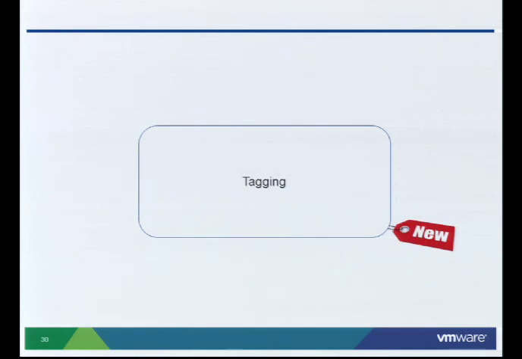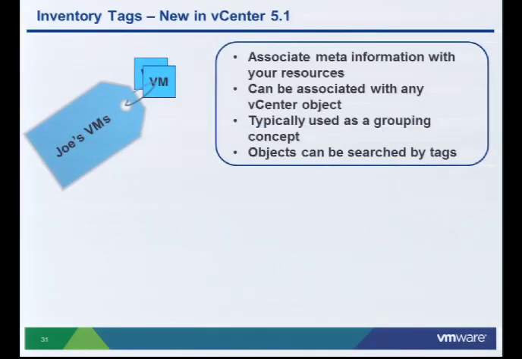So before I hand this off, I did want to talk briefly about one of my favorite features, which is tagging. What is tagging? I'll walk through it briefly. Tagging allows you to now associate metadata with particular objects. Any vCenter object that's there, you can now assign your own metadata to. So you can say Amit's VMs, you can say San Francisco Data Center, anything you want.